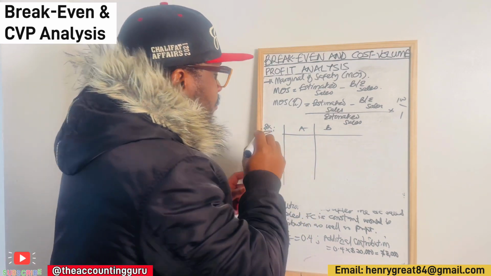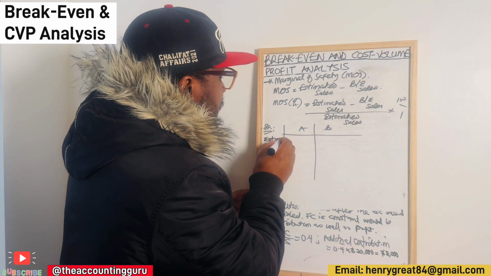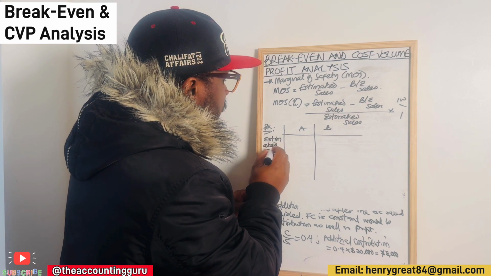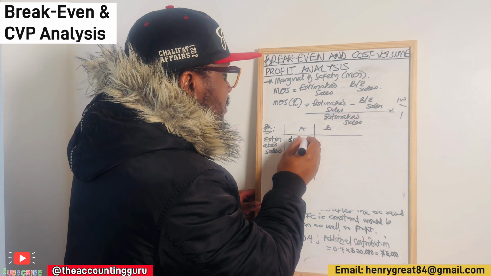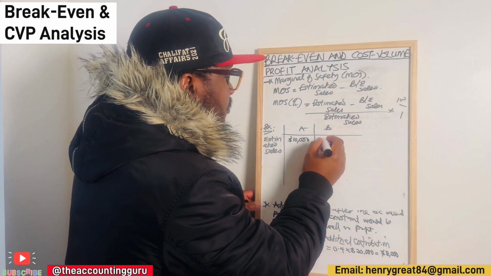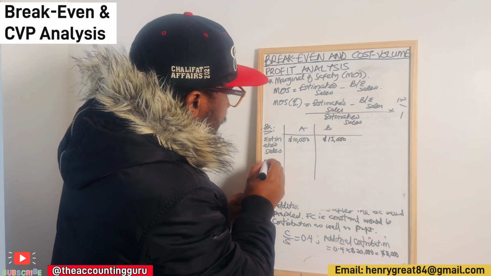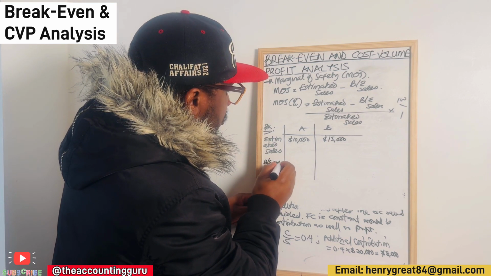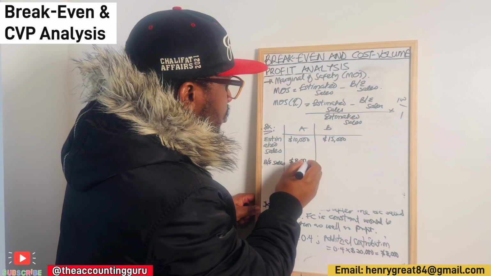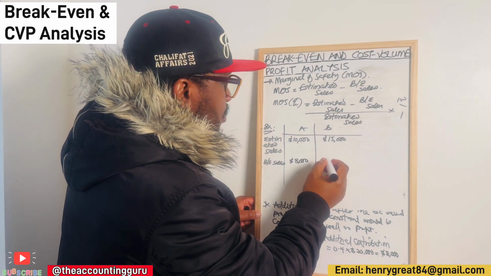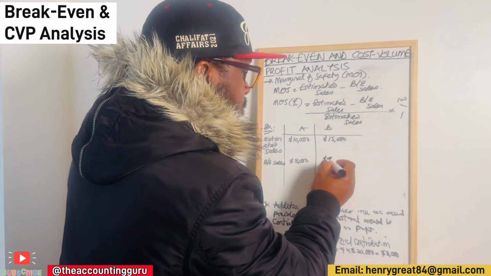Business A has an estimated sales. Let's say the estimated sales of business A is $10,000, and that of business B is $15,000. Now the break-even sales of business A, let's say, is $8,000, while the break-even sales of business B, let's just assume, is $9,000.